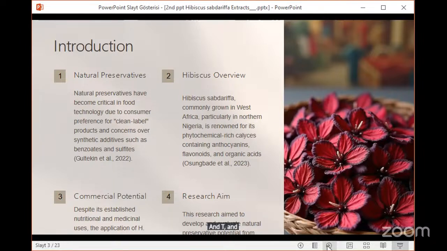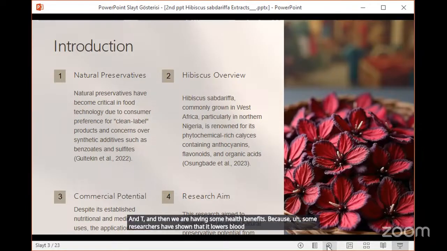And then we are having some health benefits because some researchers have shown that it lowers blood pressure and it is also good for diabetics. But this application as a natural preservative is really generally underexplored. So this research aims to develop and evaluate its natural preservative potential.